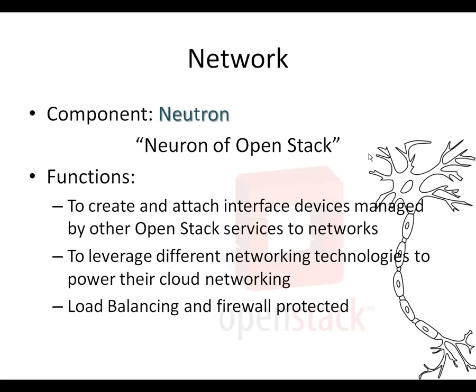Why is it essential? Since it provides network connectivity. If you say hi to a next host, he will reply back to you hi. That is just the communication, and through that communication only the cloud is active. So what is the main function of the network? It can create and attach interfaces, to be managed by other OpenStack services. And also the next point is to leverage different networking technologies to power cloud networking.